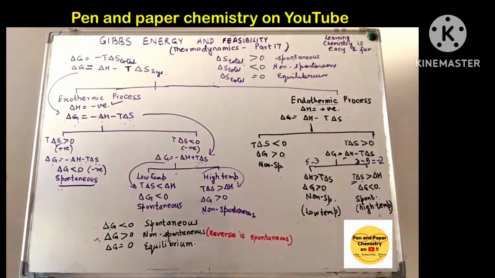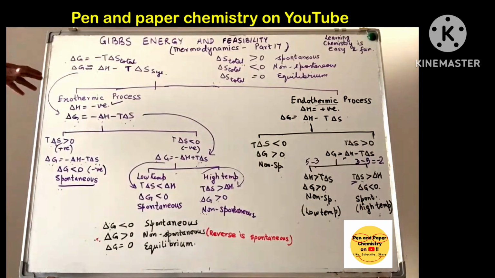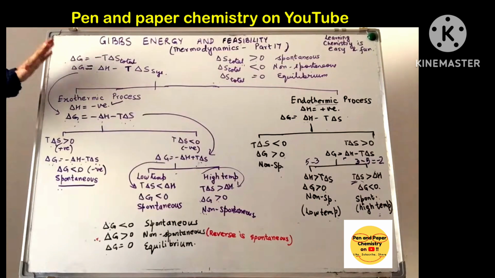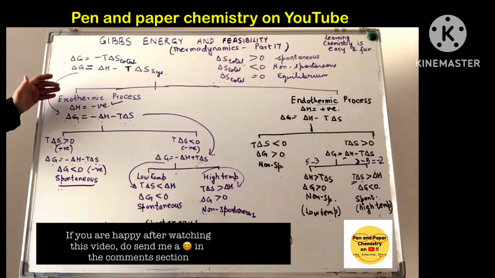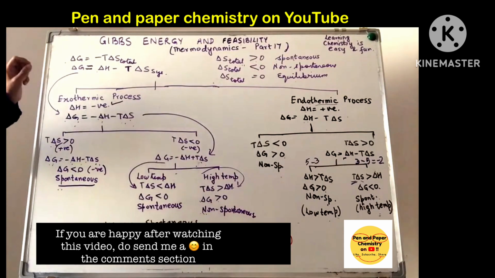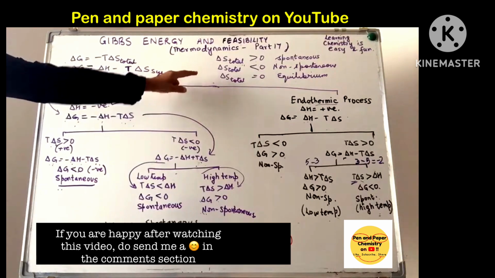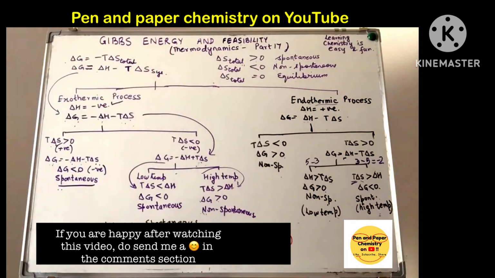Now if you notice, we've done away with the entropy of the surrounding when talking about the feasibility in terms of delta G. So our delta G, that is Gibbs energy or Gibbs energy function or Gibbs function, has an upper edge compared to the entropy change in order to decide the feasibility of a process. We shall continue relating Gibbs energy to the reaction constant in the next video, part 18 of thermodynamics.